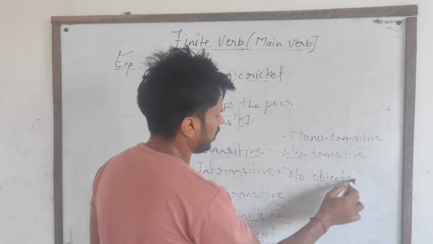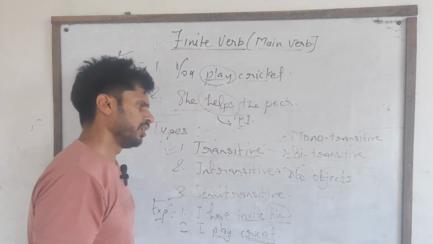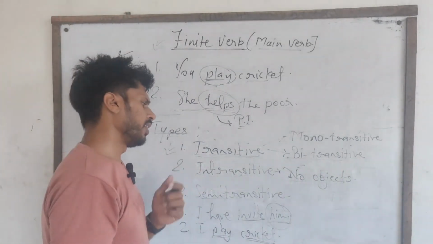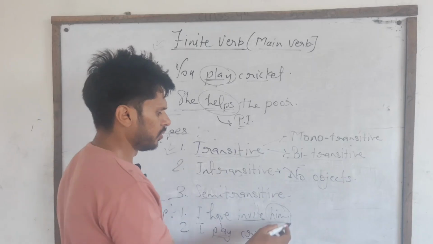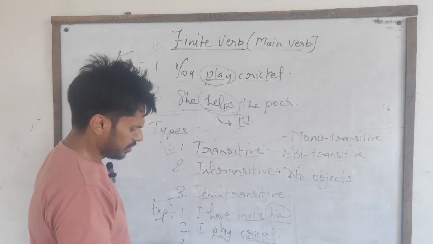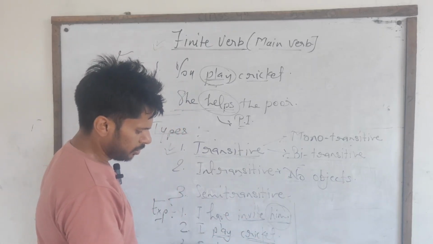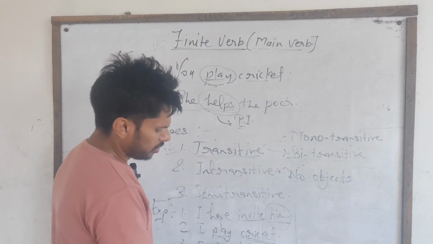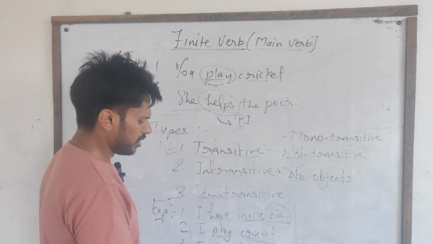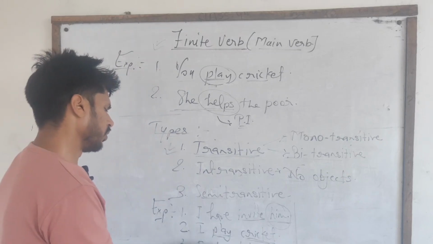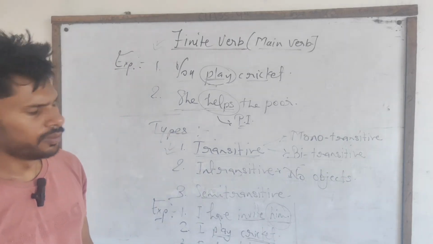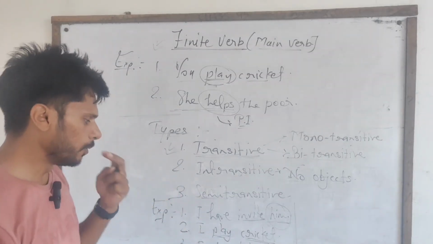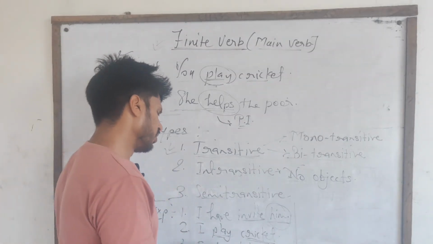There are some verbs in English grammar that don't take an object with them, so we call them intransitive verbs. Let's see some more examples. I sleep daily. We cannot use an object in this sentence with the verb sleep because it is a pure intransitive verb. There is no object ever used in English grammar with the verb sleep.